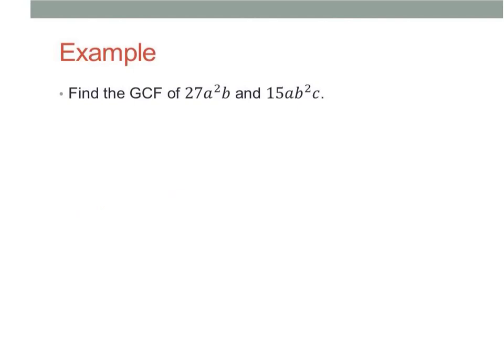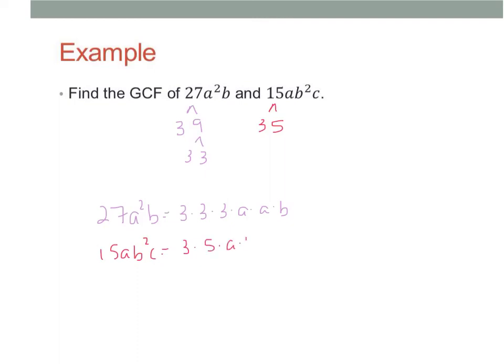All right, so we're going to find the greatest common factor one more time. First of all, you're going to do your prime factorization. So if we say that's 3 and 9, that's 3 and 3. Remember, you're going down to prime numbers there. So this becomes 3 times 3 times 3 times a times a times b. And then 15 is 3 and 5, both of which are prime numbers already. All right. So this becomes 3 times 5 times a times b times b times c.